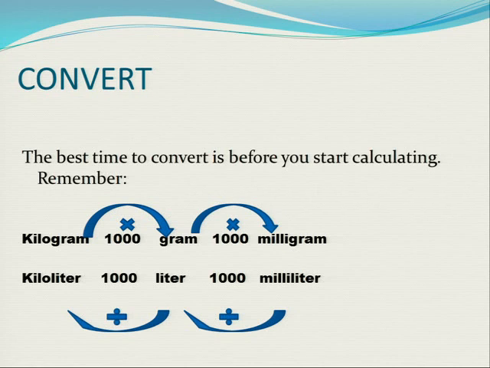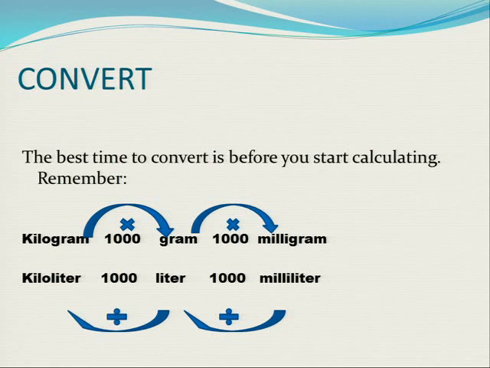Now when I convert from kilogram to gram, I must multiply with 1,000. To go from gram to milligram, I multiply with 1,000. When I go from kiloliter to liter, multiply with 1,000. Liter to milliliter, multiply with 1,000.